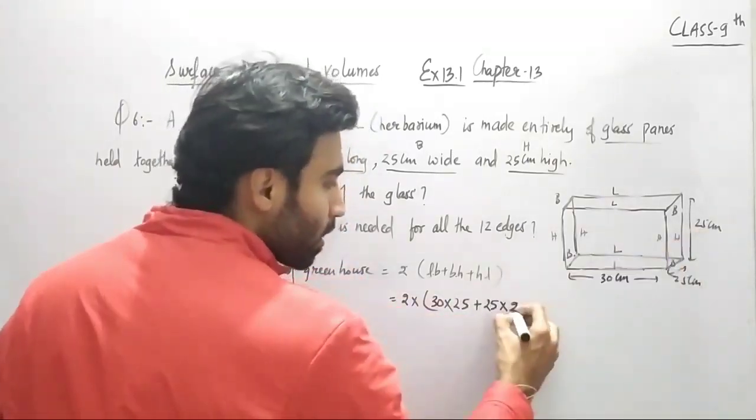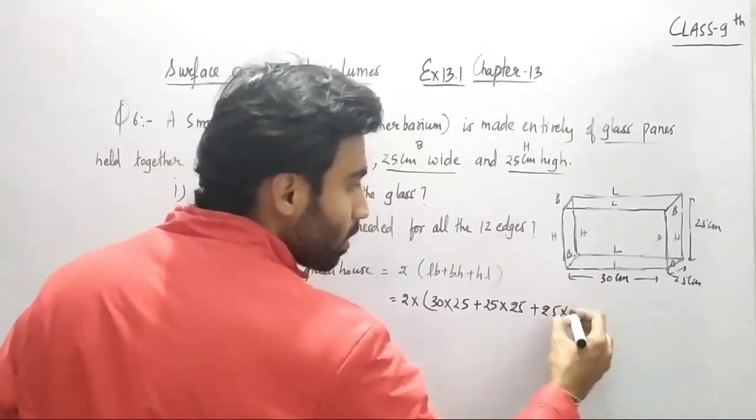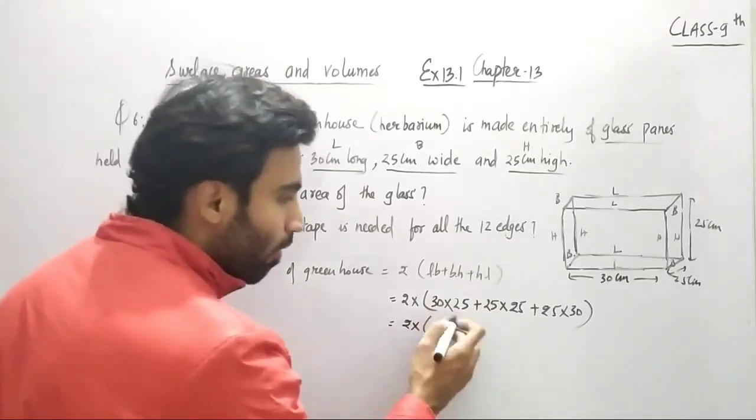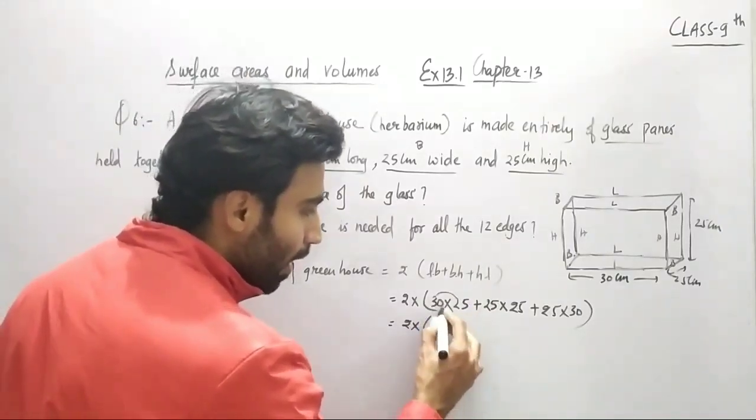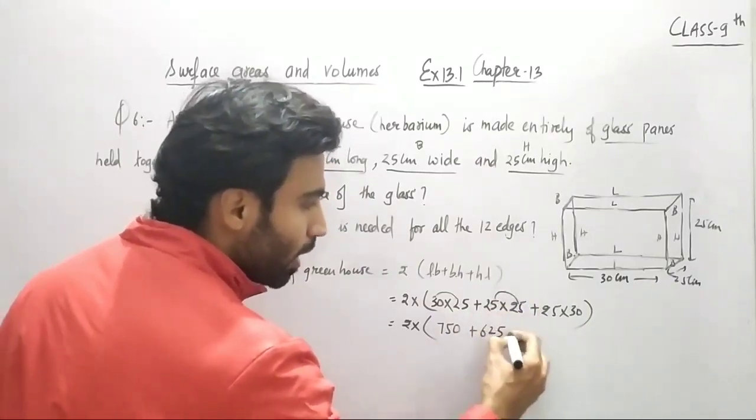So height कितनी है आपके पास? That is again 25. Plus height is 25 and length is 30. Now you have to simply solve this. 30 into 25. So 25 into 3 is 75 and then put a 0. Plus 25 into 25, that is 625.